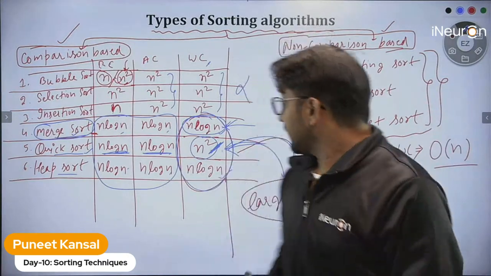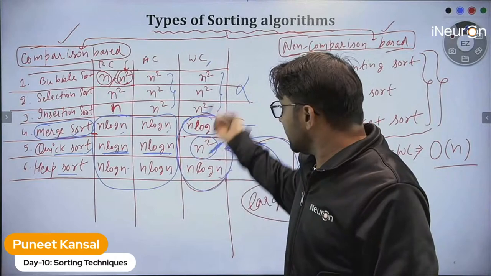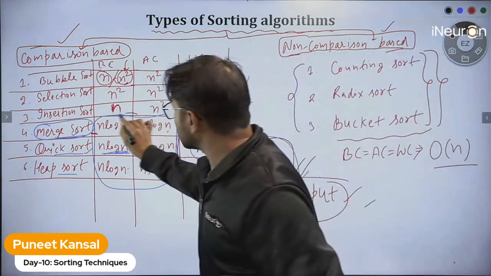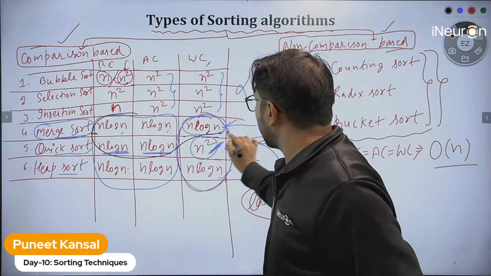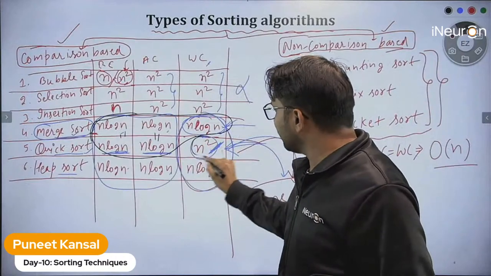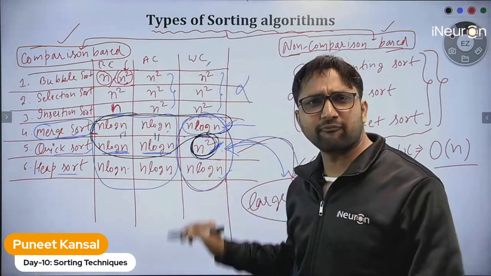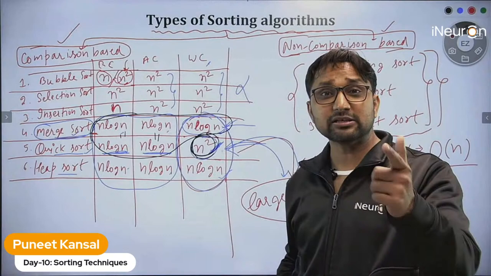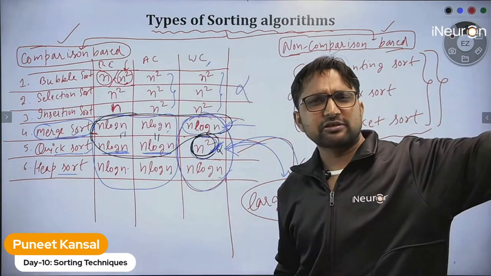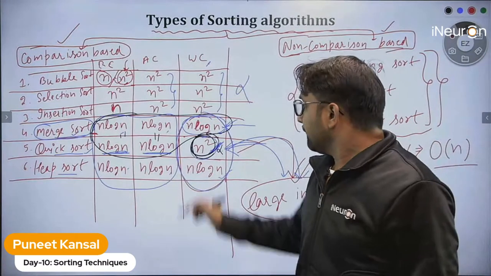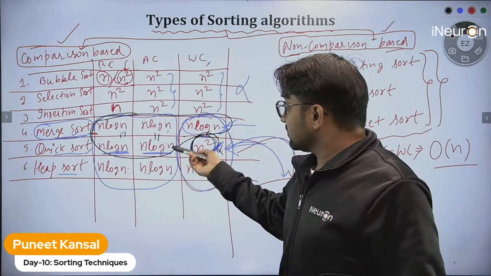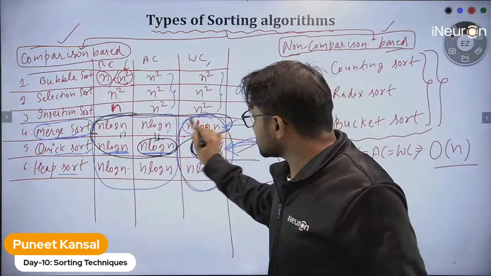Even asymptotically, you can say that this is also taking n log n time, and this is also taking n log n time. Both are the same. Only one case is there when this is taking n square time, when the array is sorted. But let me remove this point. We leave this point. We say that okay, we will not give you sorted elements. Then you can again ask the question. You can say, sir, still this is also taking n log n time, and this is also taking n log n time.